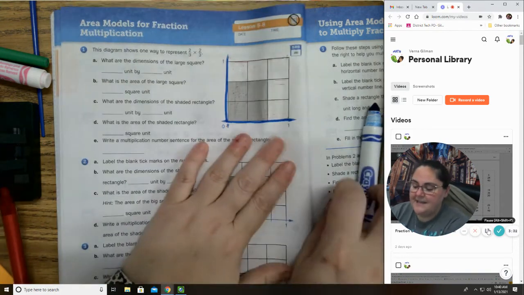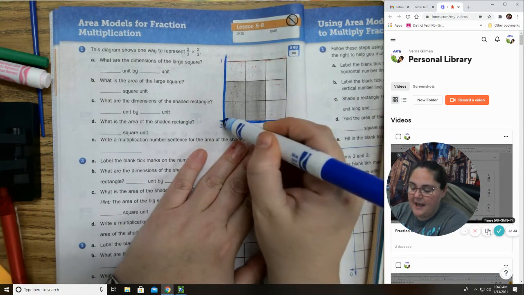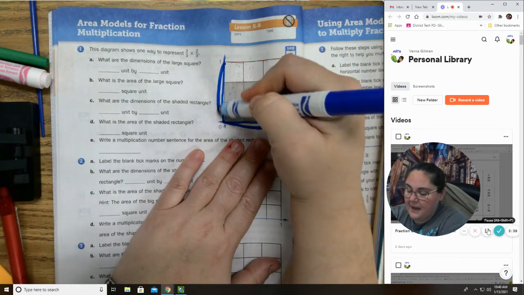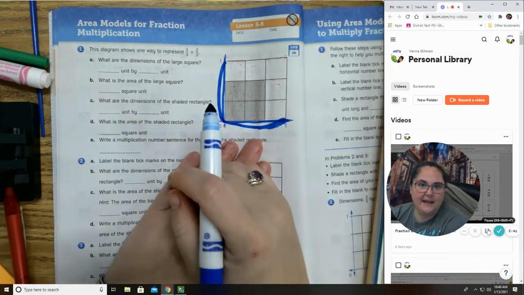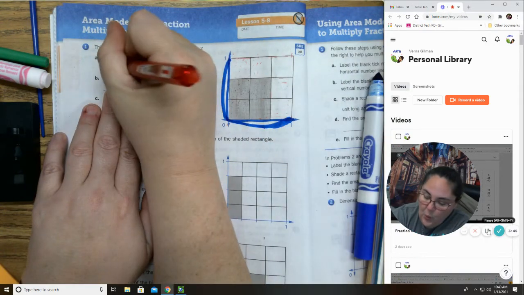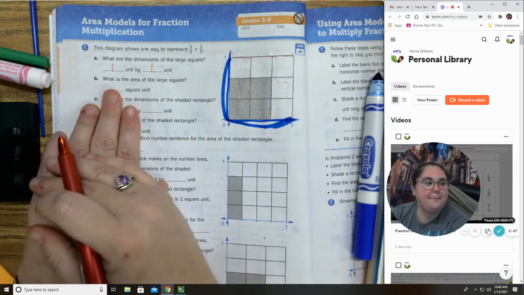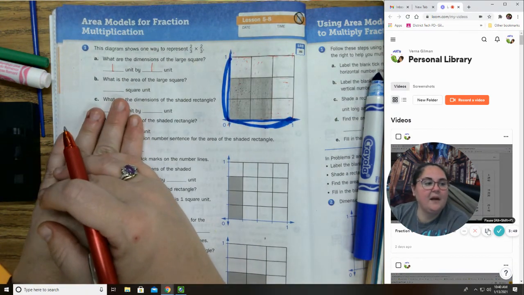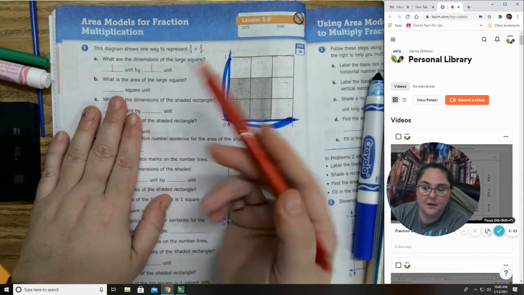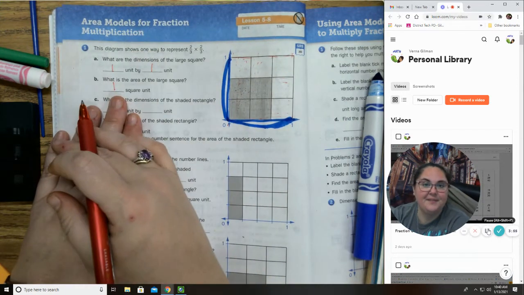For this one, what it's asking is basically, if this was a page, how many pages do I have for the whole side? 1 by 1. That's what it's asking. So right here, I would write 1 unit by 1 unit. What is the area of the large square? Well, what's 1 times 1? 1.